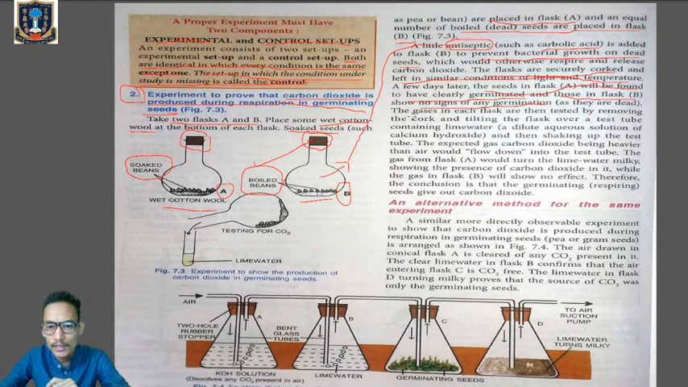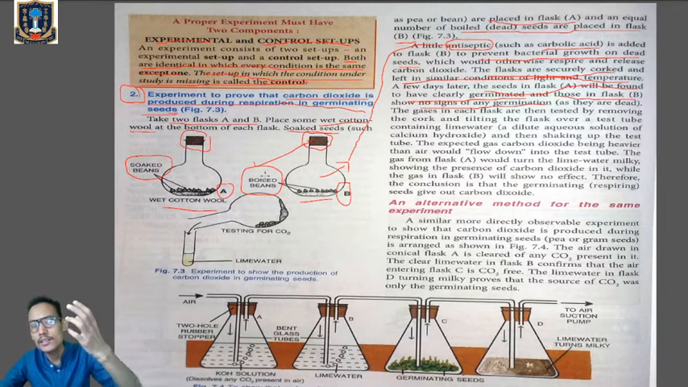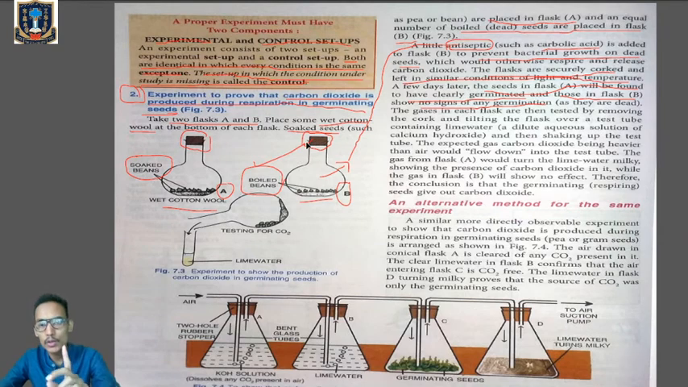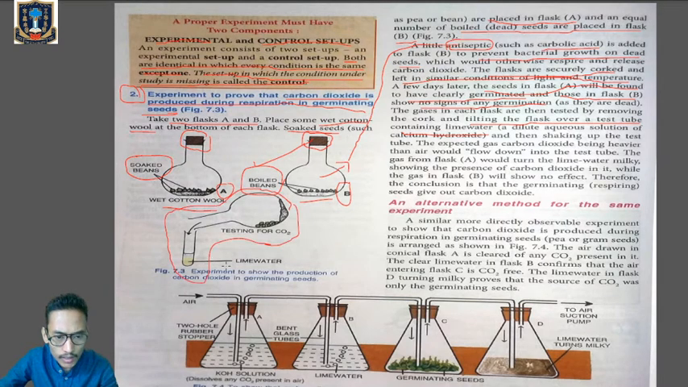Now number two, the gases in each flask are then tested by removing the cork and tilting the flask over a test tube containing lime water. It is very important. Now we have to test the presence of gas in each flask. How can we test it? First of all, we have to remove the cork. Clear? After removing the cork we have to slightly tilt the flask over the test tube containing lime water. So you can see in the picture over here.